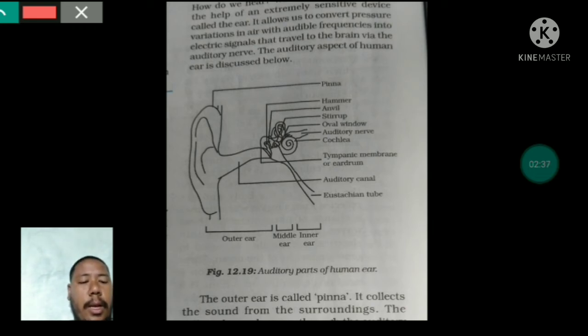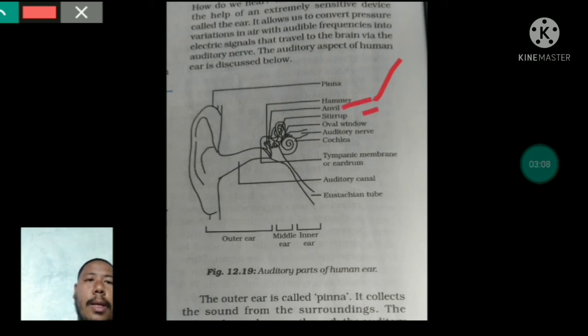In the inner ear, the pressure vibrations are turned into electrical signals by the cochlea. These electrical signals are sent to the brain, as a result of which the brain interprets the signal as sound. That means what? You have seen these three parts: outer ear, middle ear, inner ear. Here are three bones, yes or no? One is your hammer, one is your anvil, and one is the stirrup.